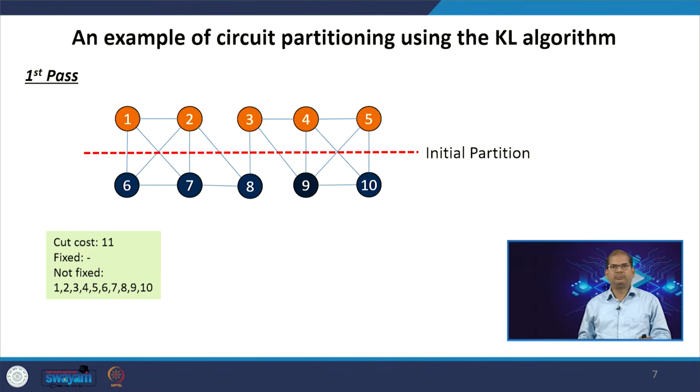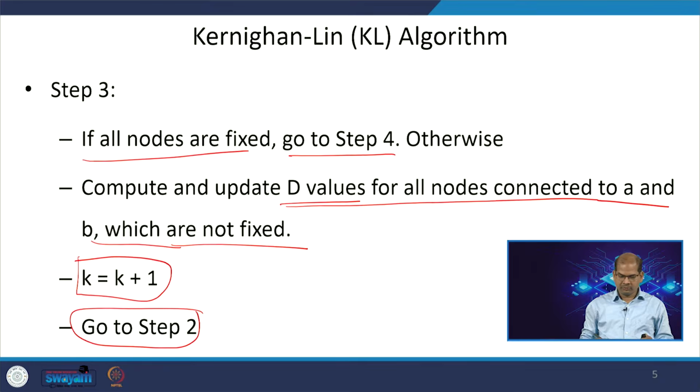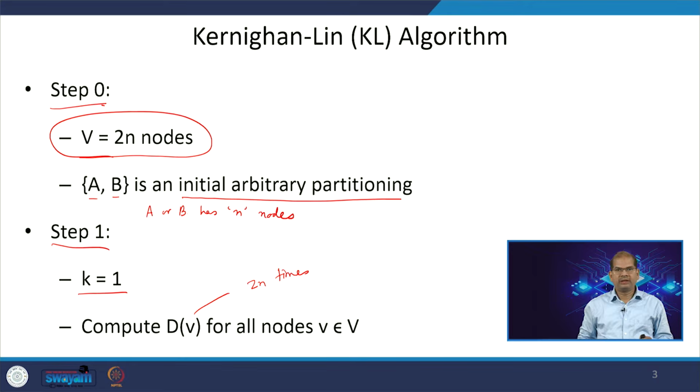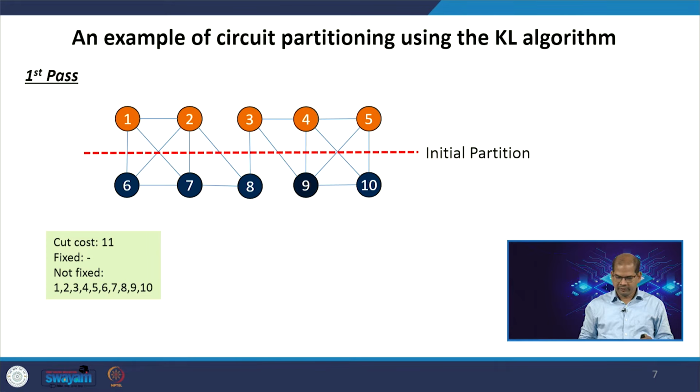Now, we will take an example and see how these things are happening. This is the first pass. The number of nodes V equals 10 here. You have a partition A, let us say this side is partition A, and this side is partition B. Each one of them has 5 nodes, and all the nodes or vertices 1 to 10 are not fixed.